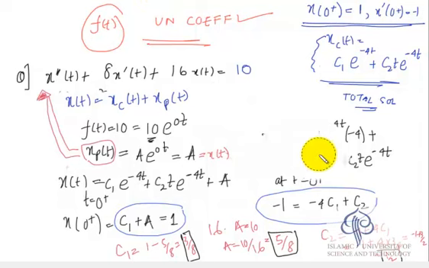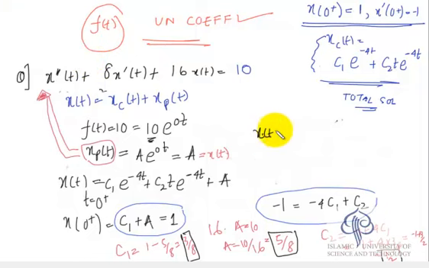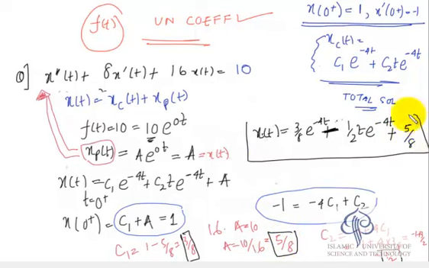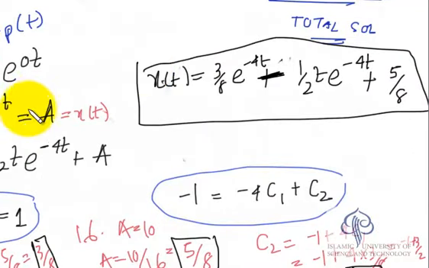So the final solution, which is unique because the initial conditions are satisfied, is 3 by 8 e to the power minus 4t plus 1 by 2 t e to the power minus 4t plus 5 by 8. So this is the solution to the non-homogeneous differential equation.